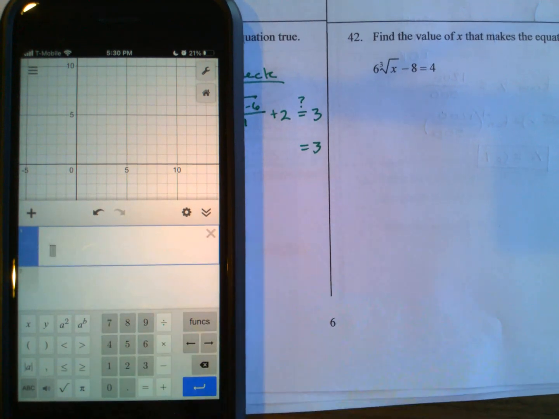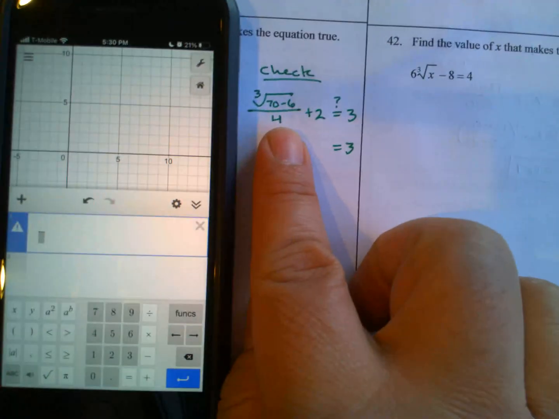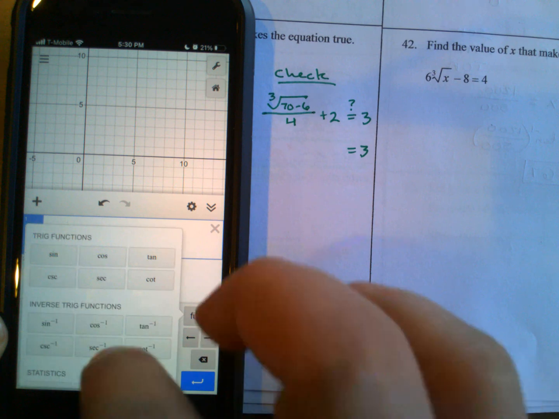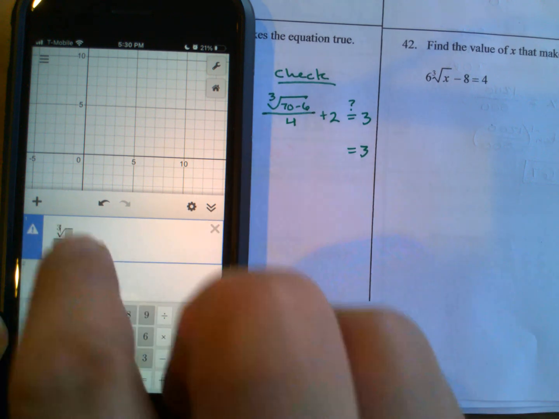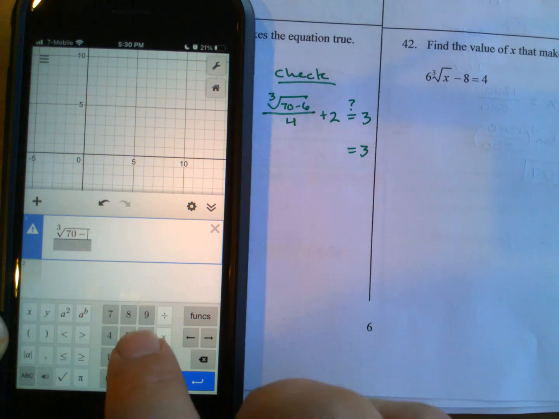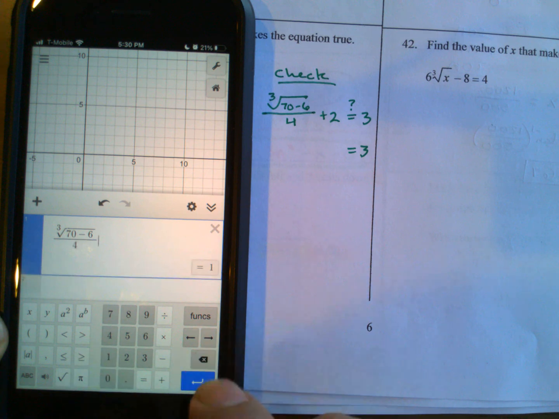All right, so we have our fraction. We're going to do the third root. So third root, scroll all the way down. So third root of 70 minus the 6. And then at the bottom, we put a 4. And then to the side, we put a plus 2.